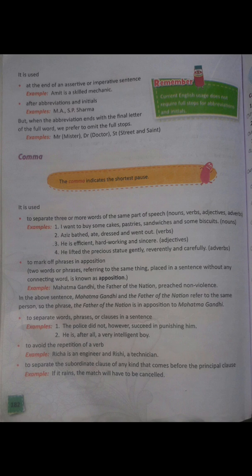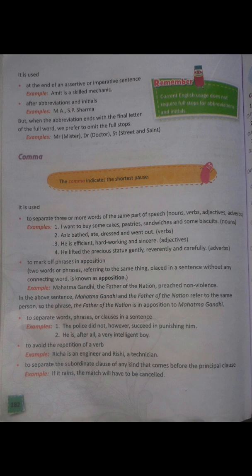Then comes the comma. The comma indicates the shortest pause. It is used to separate three or more words of the same part of speech: nouns, verbs, adjectives, adverbs. Number 1, I want to buy some cakes, pastries, sandwiches and some biscuits. Number 2, Aziz bathed, ate, dressed and went out. These all are doing words: bathed, ate, dressed, went out. Number 3, he is efficient, hardworking and sincere. Adjectives are describing words. Number 4, he lifted the precious statue gently, reverently and carefully.